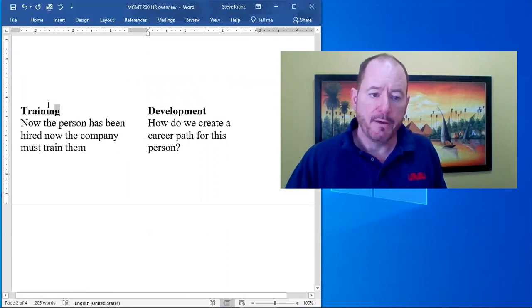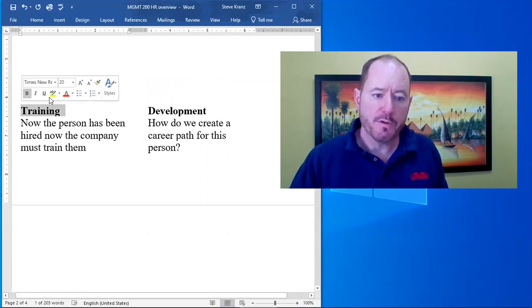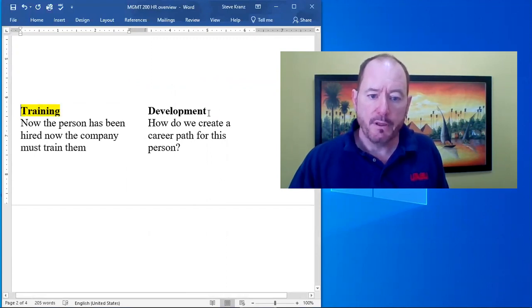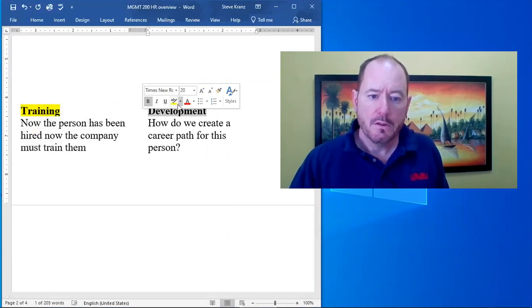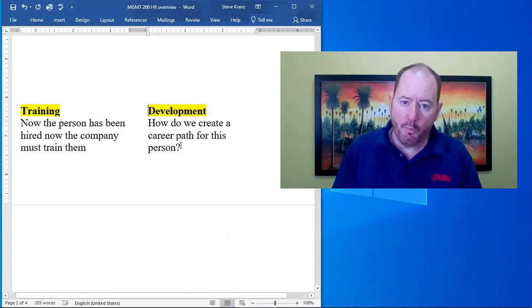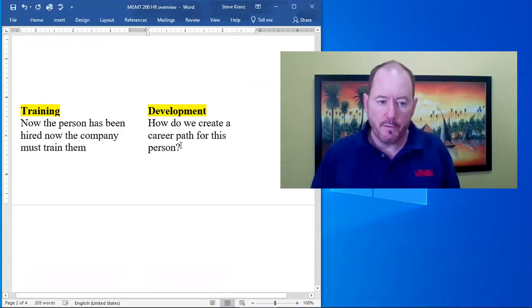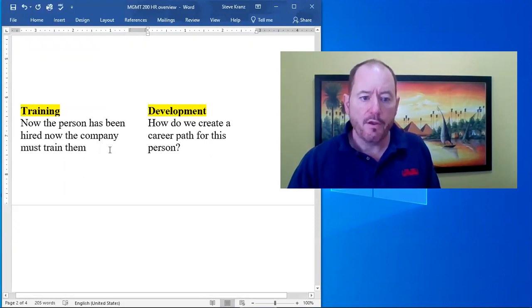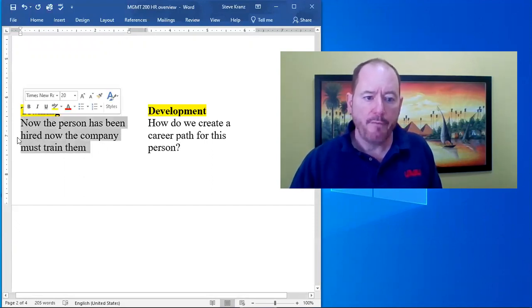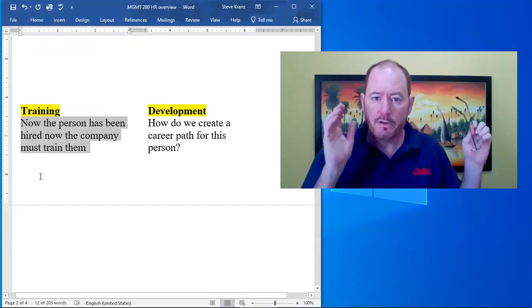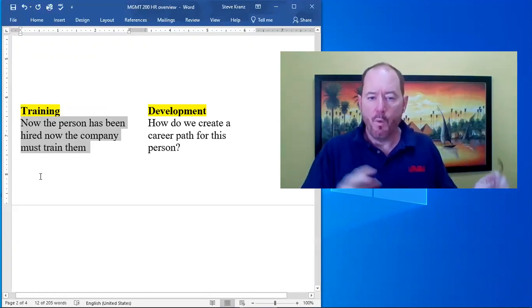Another major part of human resources is training and development. Training, quite simply, is teaching people what they need to know in order to do their job at the company. So training is, now that you've hired the person, you have to come up with ways to train them to make sure they do what is right for your company.